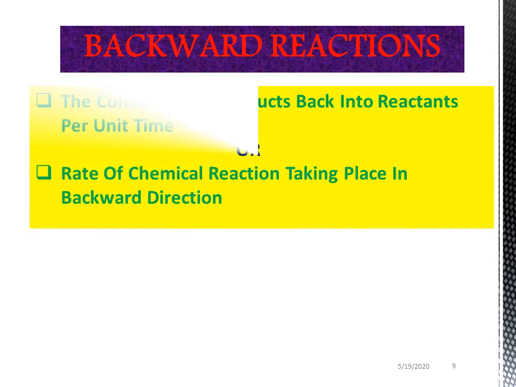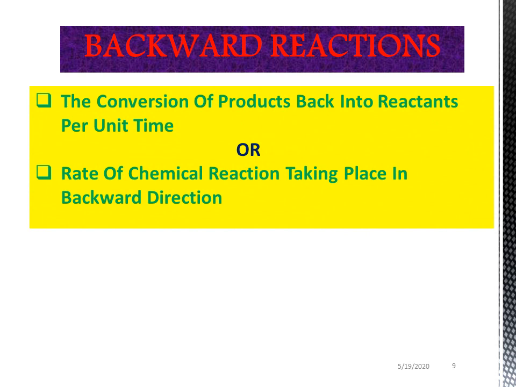The next one is the backward reaction. What is the backward reaction? The conversion of products back into reactants per unit time is called the backward reaction, or we can say the rate of chemical reaction taking place in backward direction is called the backward reaction.